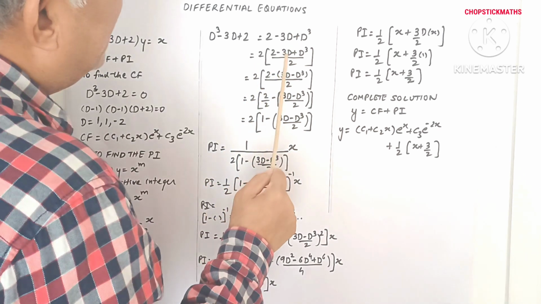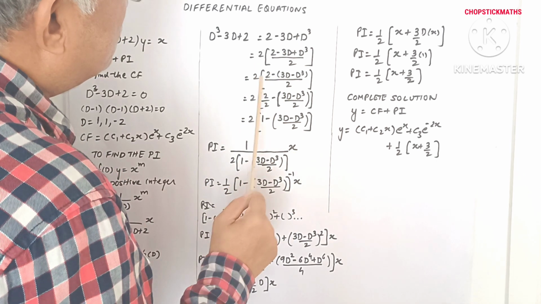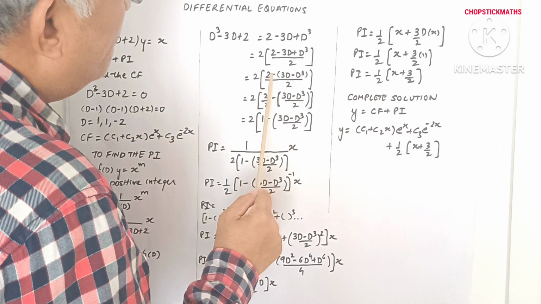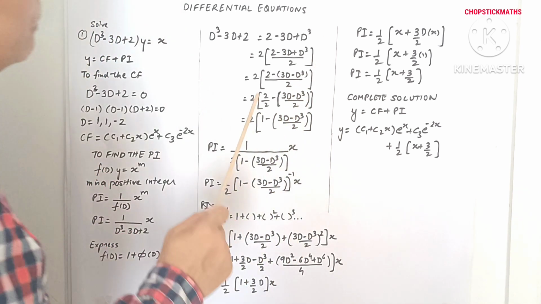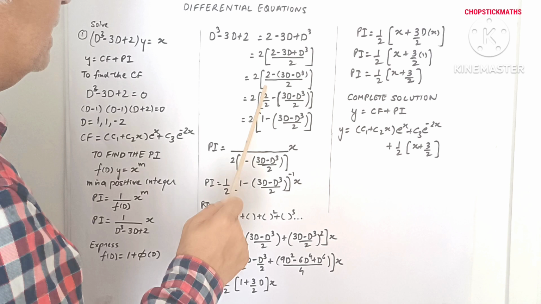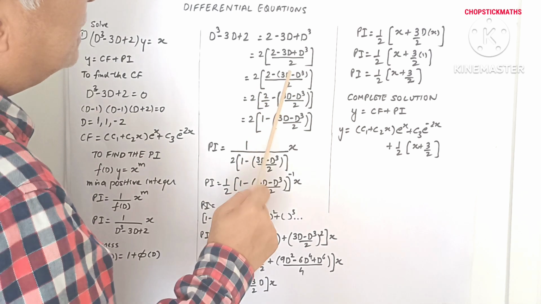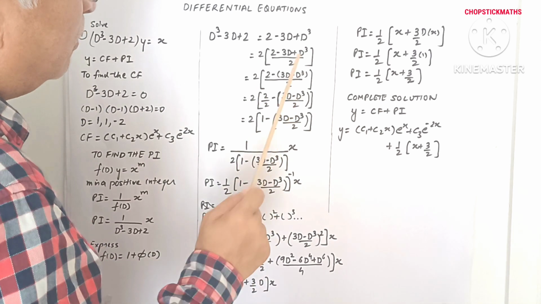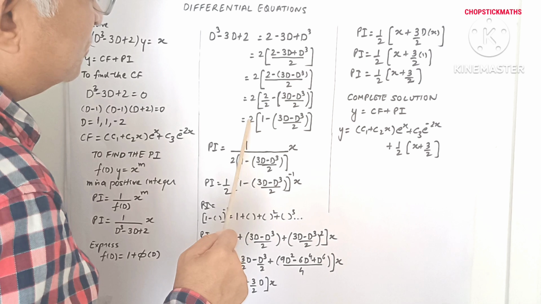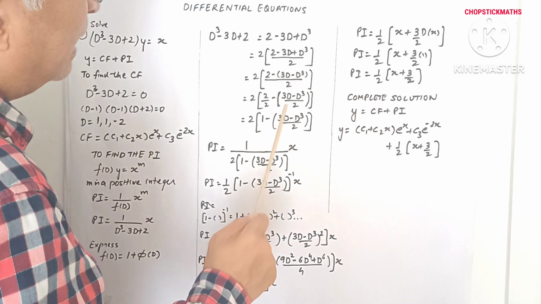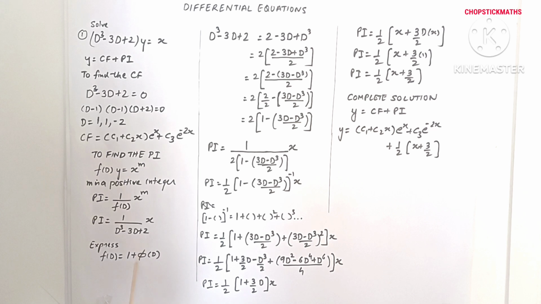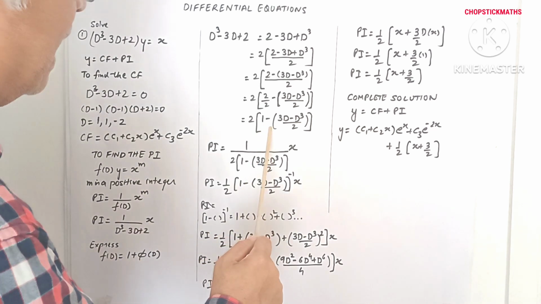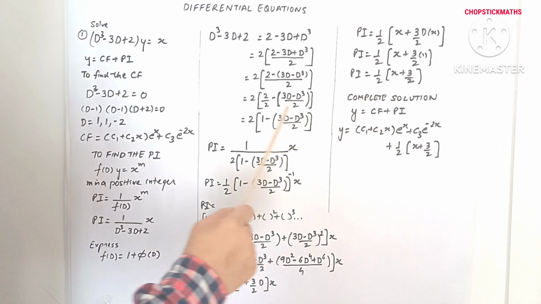So now here we can pull out the minus common. So this will be 2 into bracket (2 minus 3D minus D cube) upon 2. So this will be 2 into bracket (2 by 2 minus 3D minus D cube upon 2). This will cancel as 1. So this will be 2 into bracket (1 minus (3D minus D cube) upon 2). Now you can see this is of the form 1 plus phi of D. That is 1, and this portion is the phi of D.